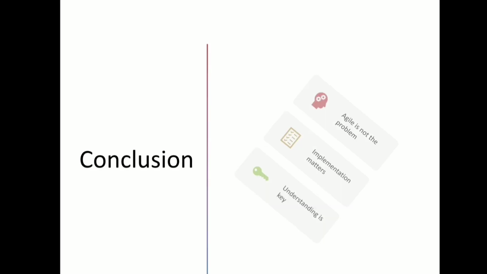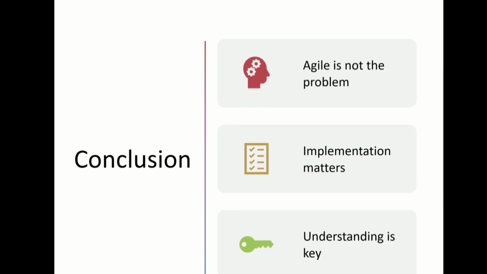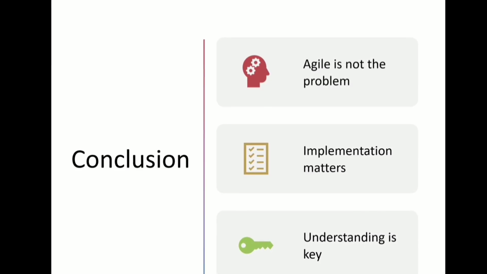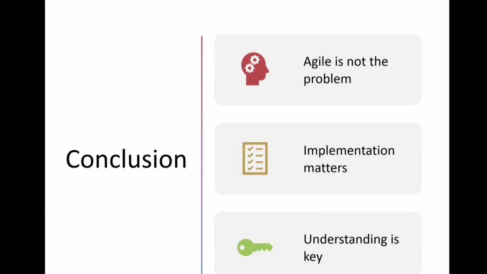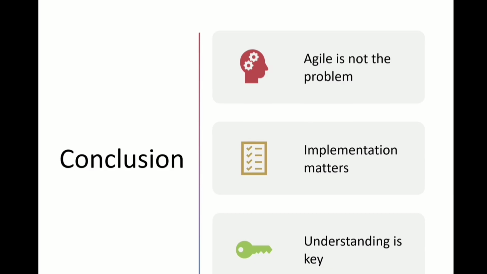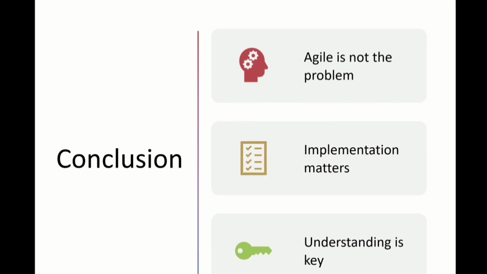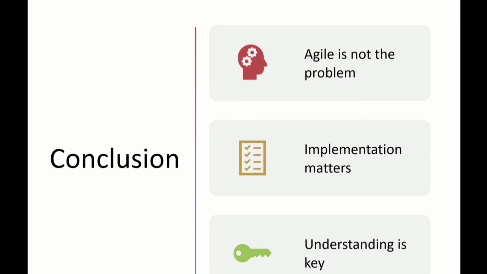Finally, in the conclusion, Agile does not fail because it is ineffective, but because it is often misunderstood or misapplied. The key to success lies in understanding its principles and applying them correctly in real-world environments. Ultimately, Agile does not fail. What fails is how it is understood and applied in practice.